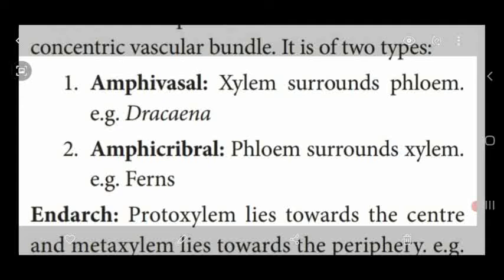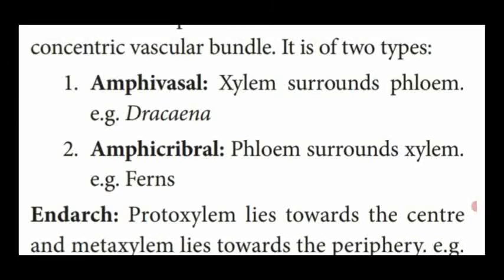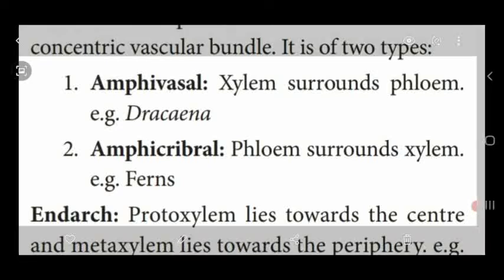Example, Dracaena. Next one, amphicribral. Phloem surrounds the xylem. So what will happen? The xylem which is present at the center is surrounded by phloem. Example, ferns. This type of vascular bundle is called amphicribral. So xylem and phloem are arranged in a cyclic manner. That type of vascular bundle is called a concentric vascular bundle, divided into 2 types, amphivasal and amphicribral.